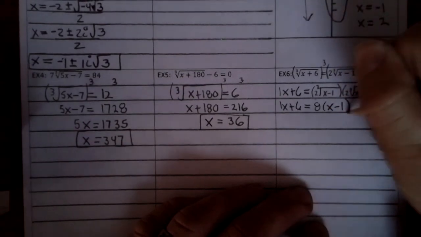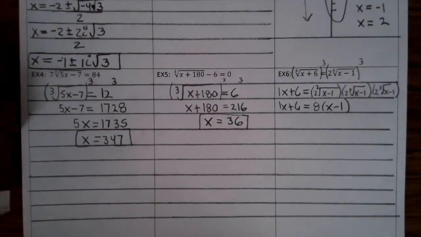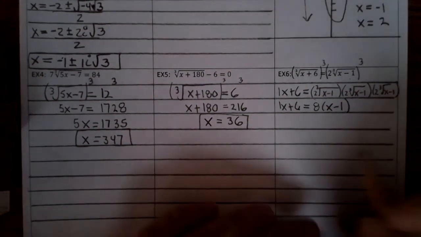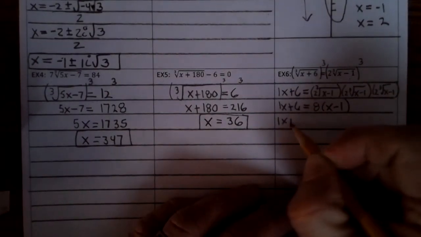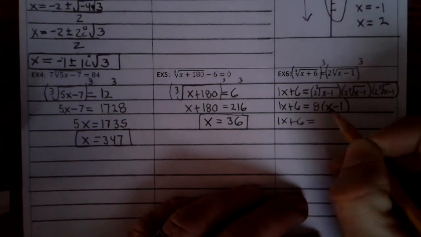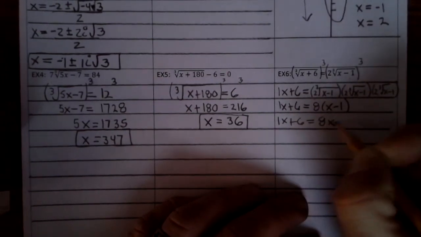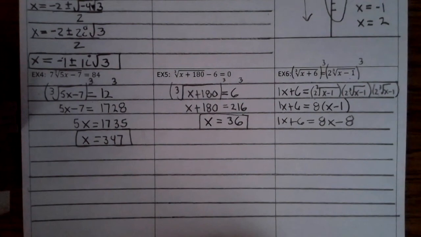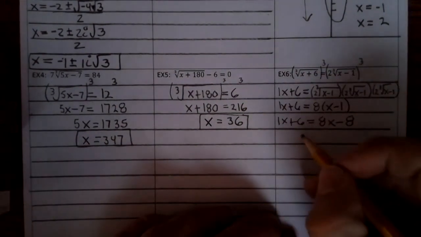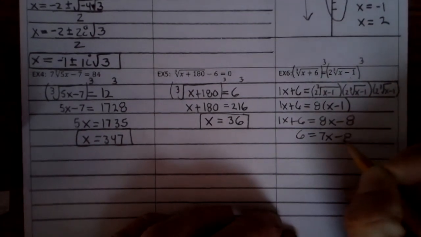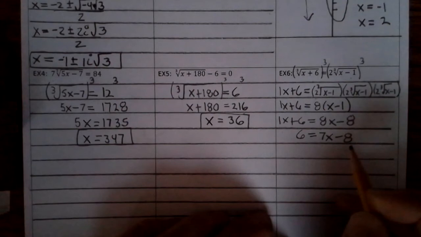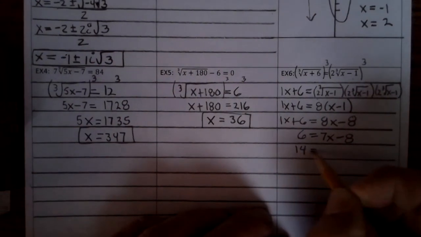Now we still don't do anything with the x plus 6. We distribute, so that's 8x minus 8. Subtract 1x from both sides, so you get 6 equals 7x minus 8. Add 8 to both sides, you get 14 equals 7x. Divide by 7, x equals 2.